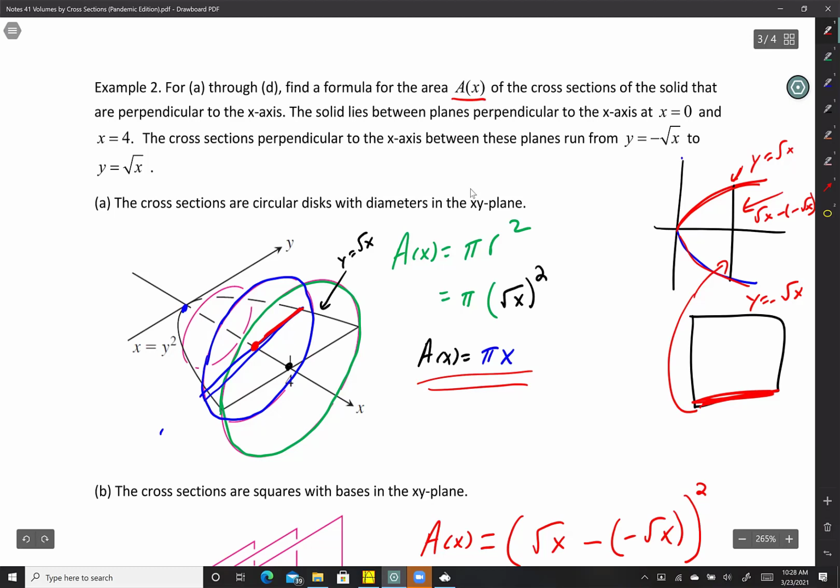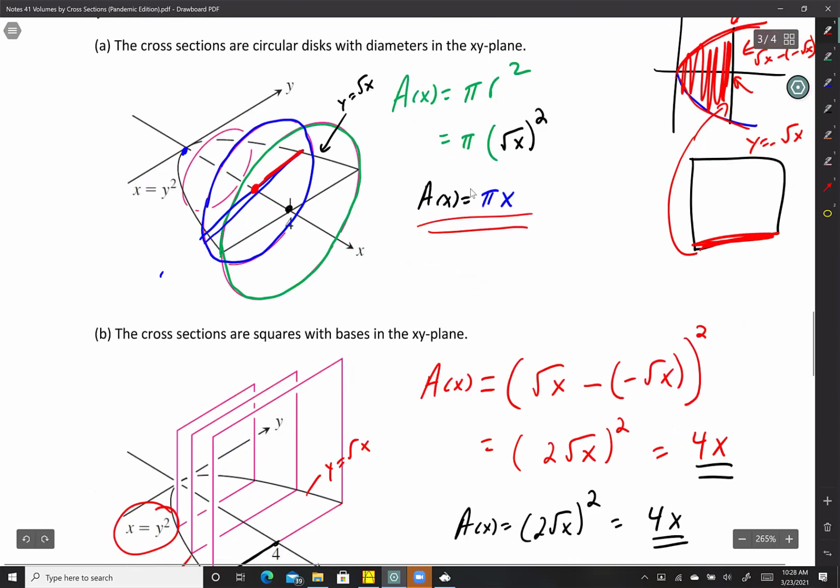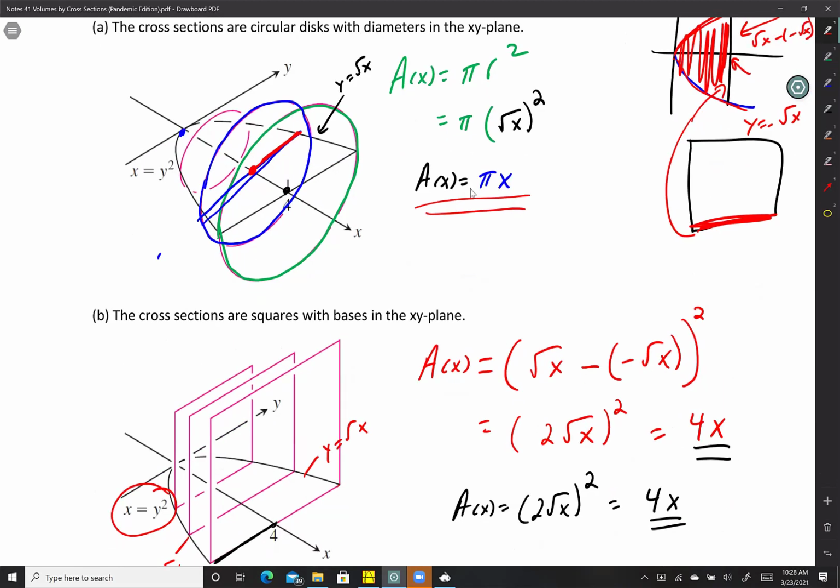Does that make sense? It's like if you were finding area under the curve. If I told you, find this area here, well, the top curve is square root of x, the bottom curve is negative square root of x. So you would do upper minus lower, and then you would integrate from 0 to whatever that x coordinate is. That makes sense or no? Yeah. Okay. We're good? Okay. All right.